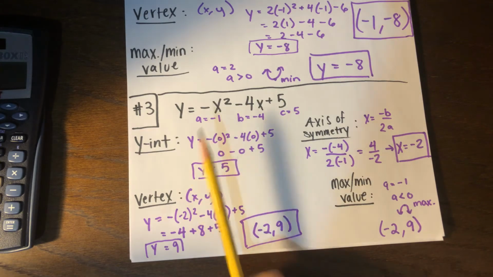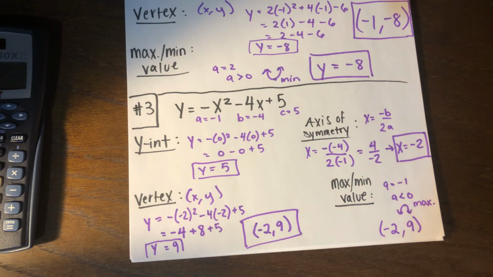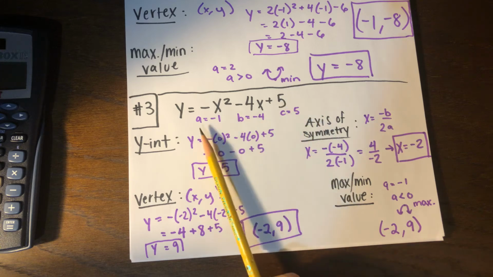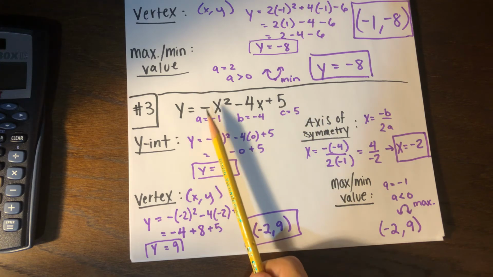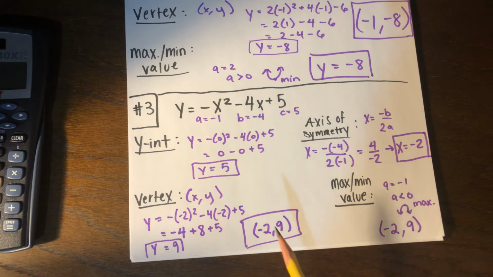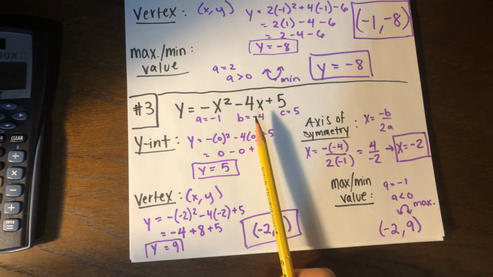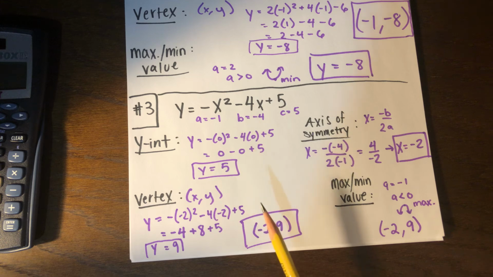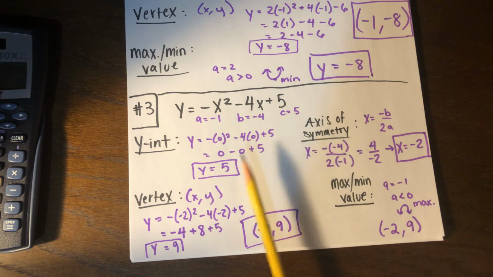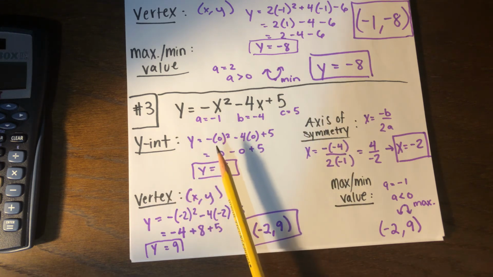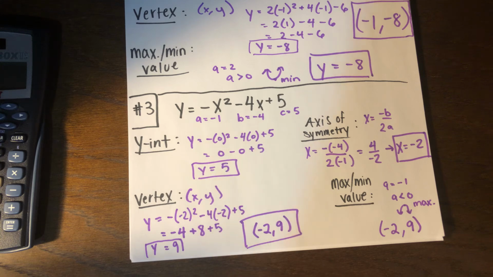Okay? Number 3. y equals negative x squared minus 4x plus 5. a is negative 1 because of this negative in front of the x. b is negative 4. I have a minus 4 here, so my b is actually already negative, okay? c is 5. So y-intercept, we plug 0 in, so negative 0 squared minus 4 times 0 plus 5. We simplify that to 0 minus 0 plus 5, and we get positive 5. So y equals 5 is our y-intercept.